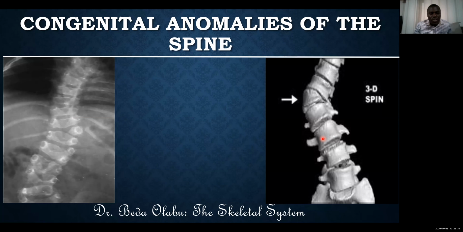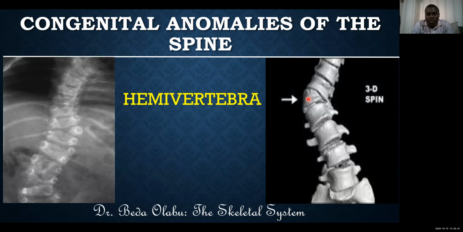You can also have malformation of the spine where a vertebra has formed only on one side. This is what we call hemivertebra. Someone with a hemivertebra will appear like their vertebral column is not straight from the AP view. Remember I told you that the spine should be straight from AP view. So if it's not straight from AP view, then we call it scoliosis. So clinically what you'll see is scoliosis. The lateral curvature of the spine is called scoliosis.